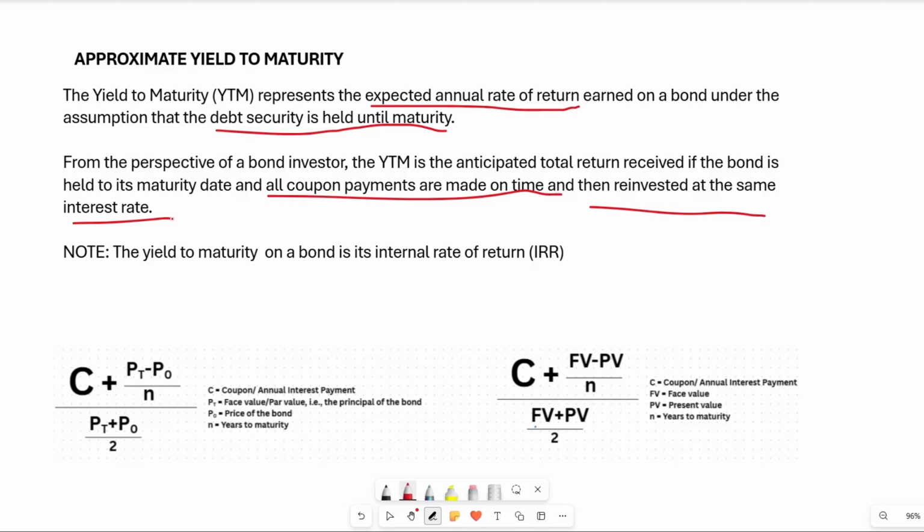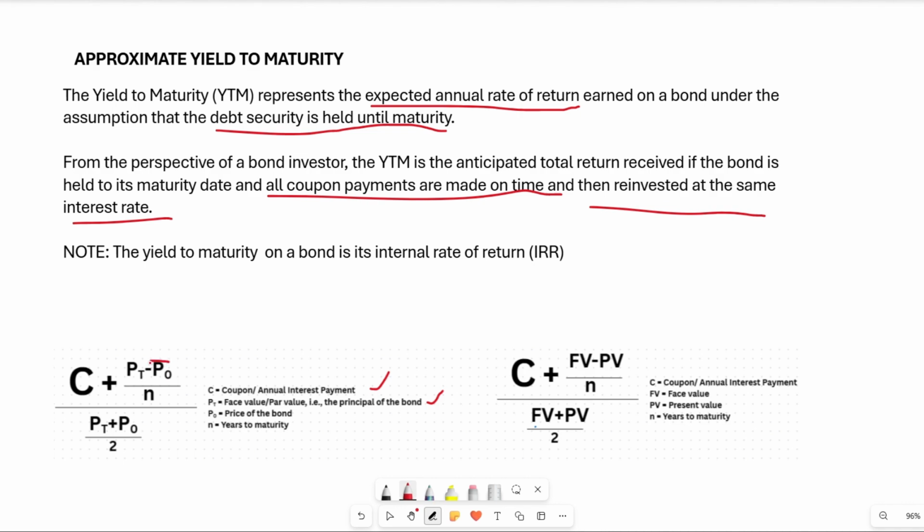And how do we measure our yield to maturity? We have two formulas on the screen. They are basically the same, just the notations are different. So the first one we have PT and we have P0, then we have C. C basically is our annual interest payment. Then the second one, PT, is our par value, or what is referred to as the face value.